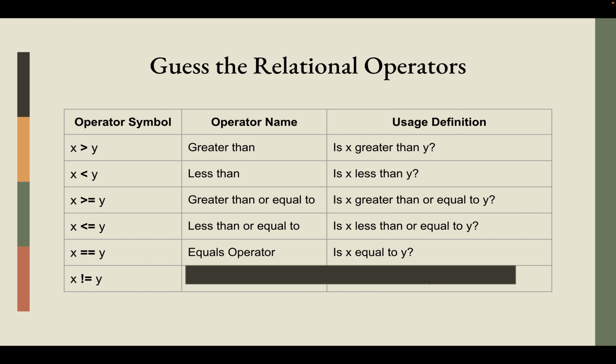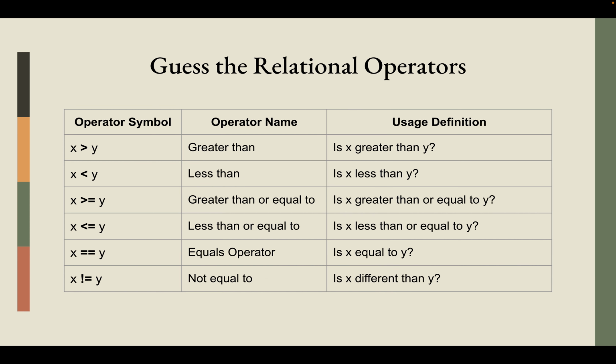And then this last symbol will also be new outside of coding, and that's the not equal sign. So another way of thinking about that is x different than y? If x is different than y, then the answer is true. So let's do some practice.